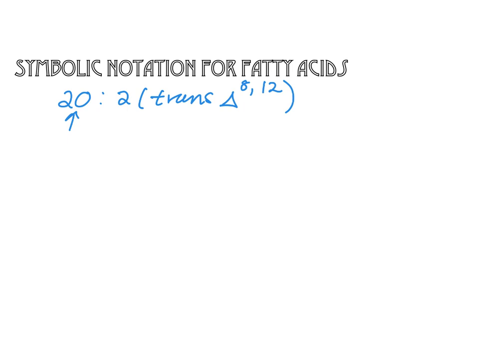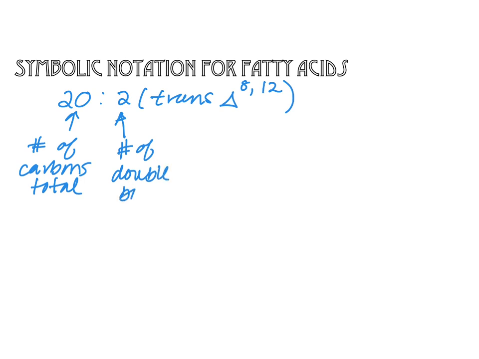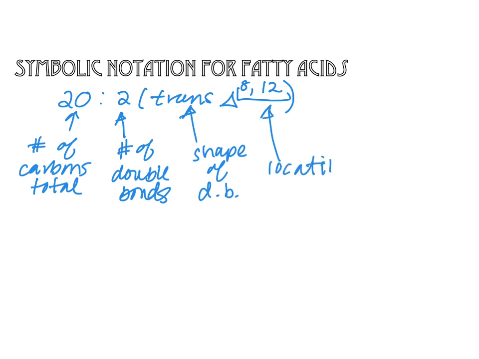The first number here is just the number of carbons in the chain, or the total number of carbons long. The number that comes after the colon is the number of double bonds. This first bit in the parentheses tells you the shape of the double bonds. And then these two numbers that come up on top of that delta are the location of the double bonds. All right, so let's draw this out.